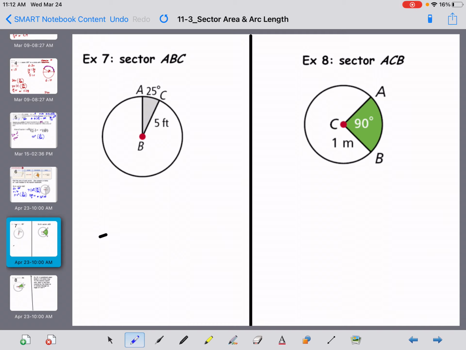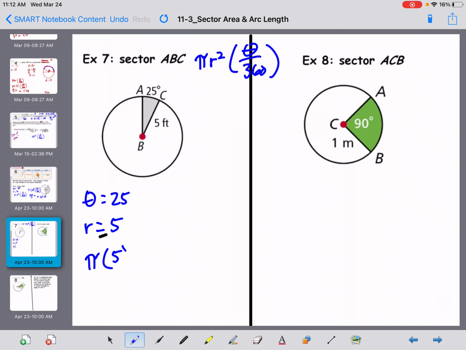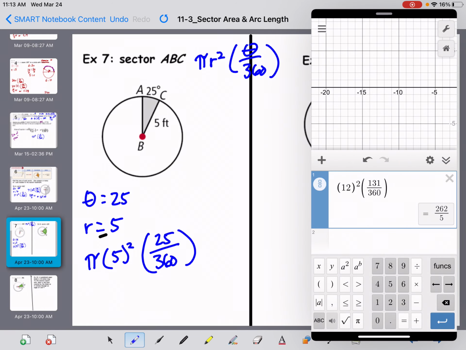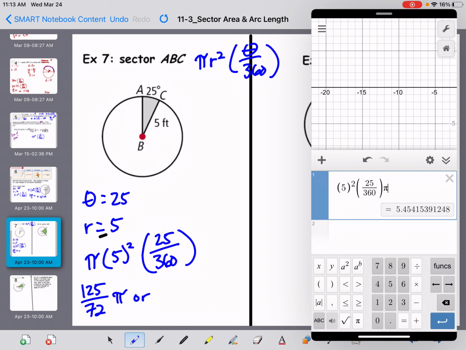Few more problems. All right, I'm going to write my formula up here. Over 360. So theta is 25. R is 5. So pi times 5 squared times 25 over 360. Desmos, take out the pi, and my first answer is 125 over 72 pi. Or I add the pi back in and I get 5.45.